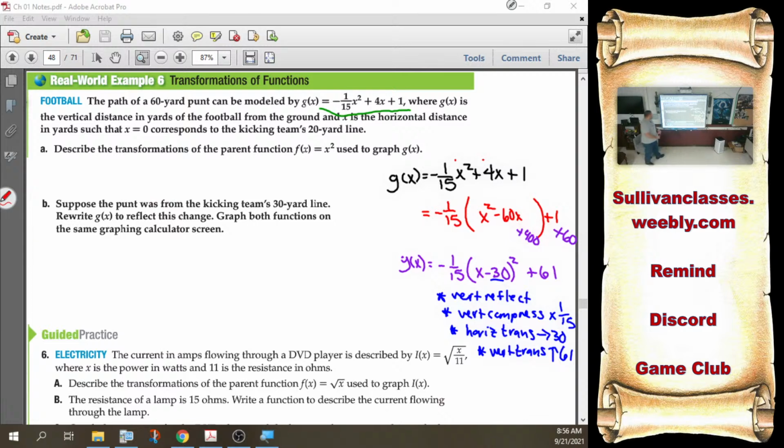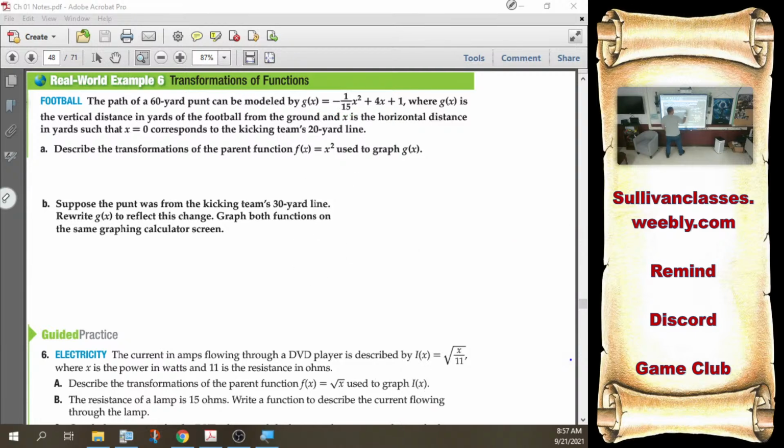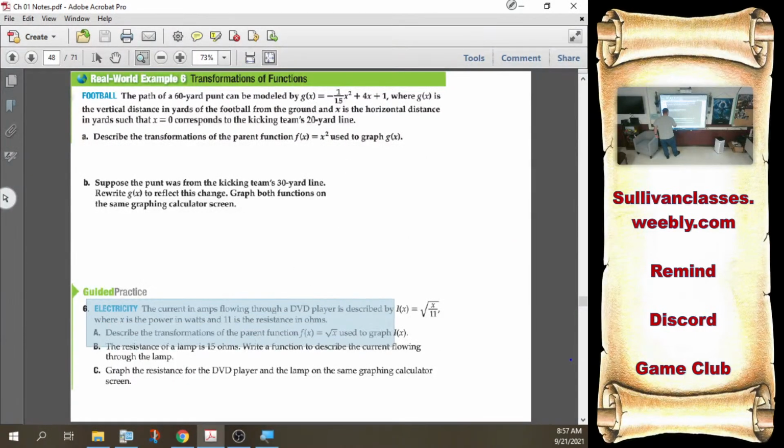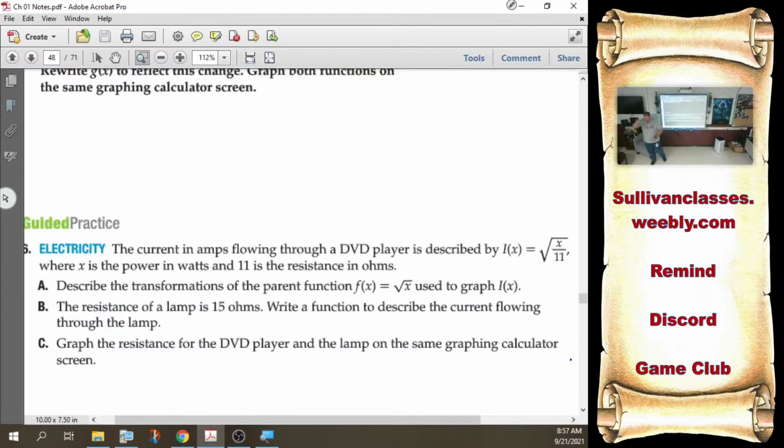Okay, suppose the punt was from the kicking team's 30-yard line instead of 20. How do I change this function? If this is we kicked from the 20-yard line, how do I say from the 30-yard line? Minus 40. Right? I'm just going to move 10 yards further to the right. That's it. So it's just blah, blah, blah. Hey, word problem. You can still do transformation stuff. Here's a word problem. Do transformation stuff.